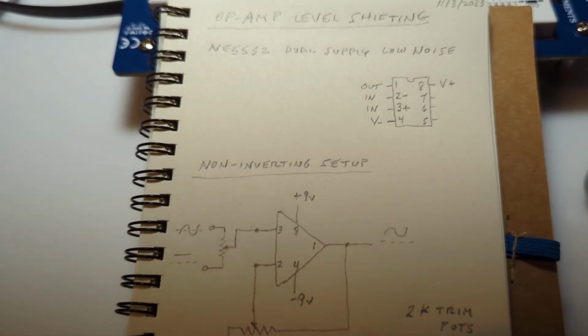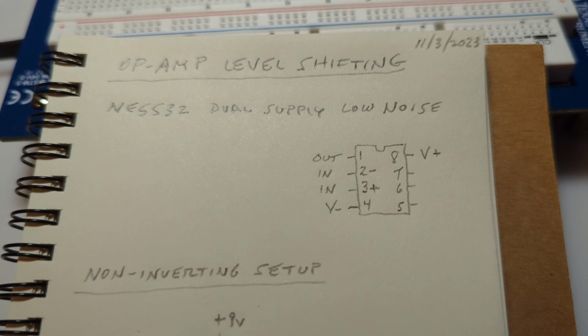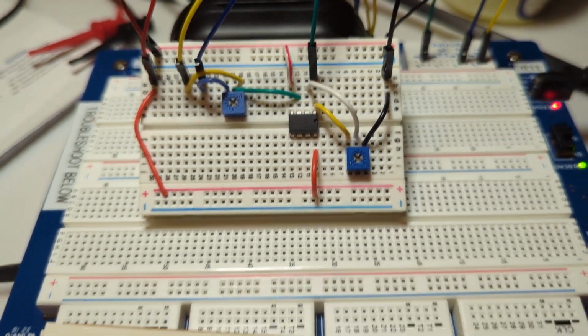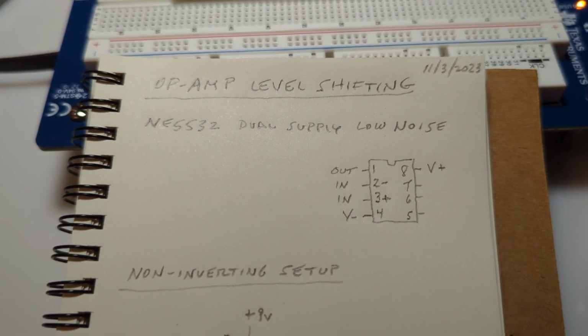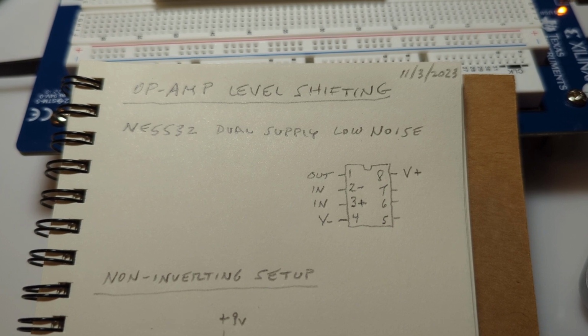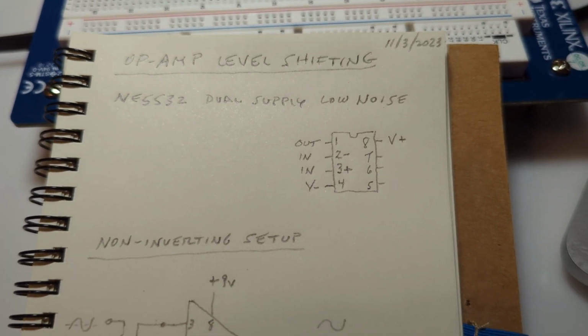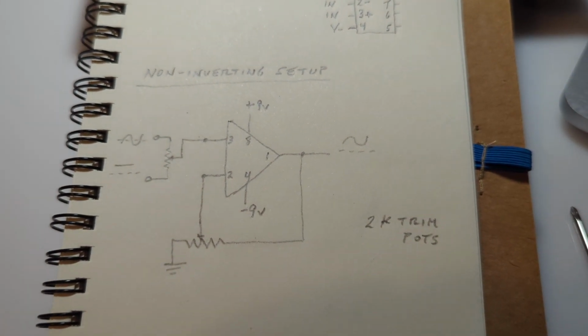Let's talk about what I've got here on paper first. This is a setup on a breadboard. We'll go through that in a second. So this is level shifting with an op amp. I'm using an NE5532 dual supply low noise op amp. The pins are shown there. And then I've got it in a non-inverting configuration.